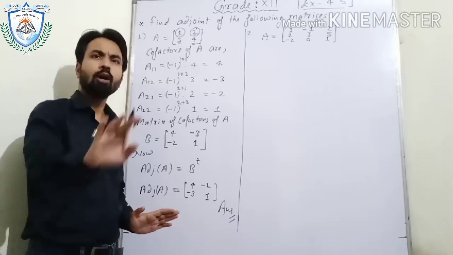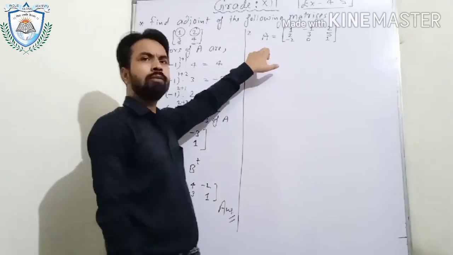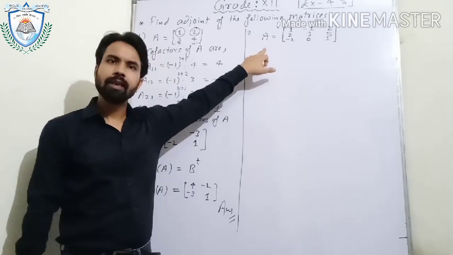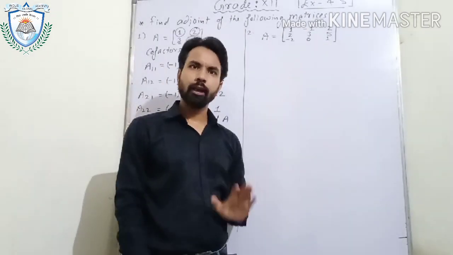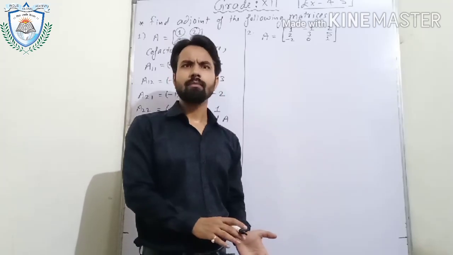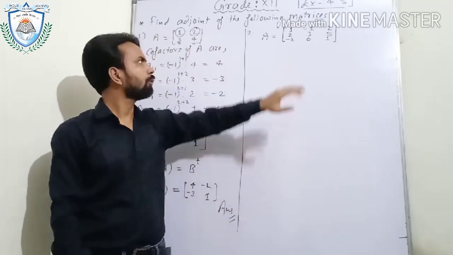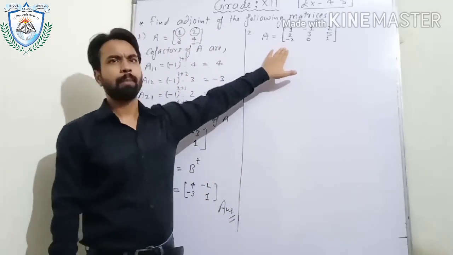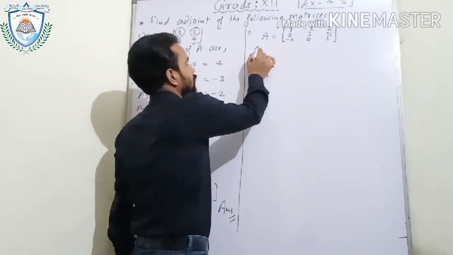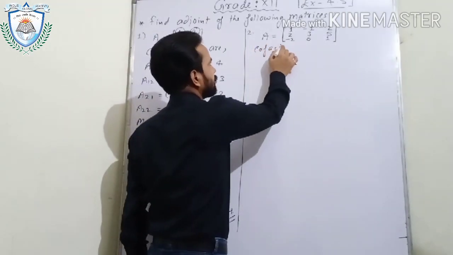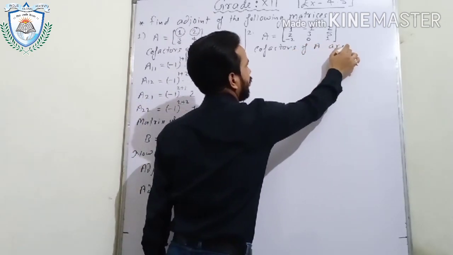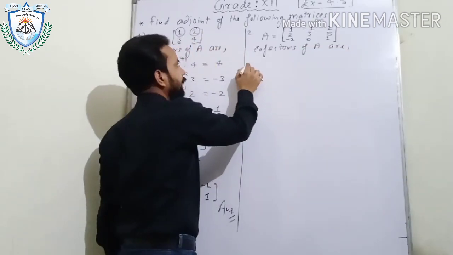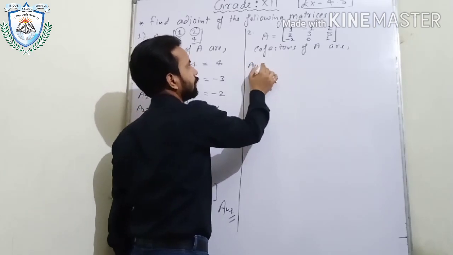Okay, students. Now I will explain how to find the adjoint of this matrix. Here its order is 3 by 3. The process will remain the same. First of all, we will have to find the cofactors of this matrix. So the cofactors of A are: first cofactor will be A11.